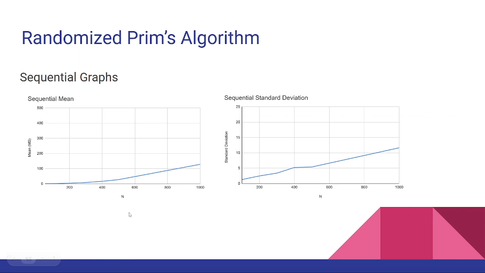I have some graphs here for the sequential version. You can see from these graphs that randomized Prim's algorithm is a very fast algorithm. On the low end, with a grid of about size 50, it takes maybe a few milliseconds on average. And on the high end, with the largest grid size that I tested, which is 1,000, it was about 120 milliseconds on average. The standard deviation was also very good. With a grid size of 50, it was about maybe 2 milliseconds, and at grid size 1,000 it was about 12.